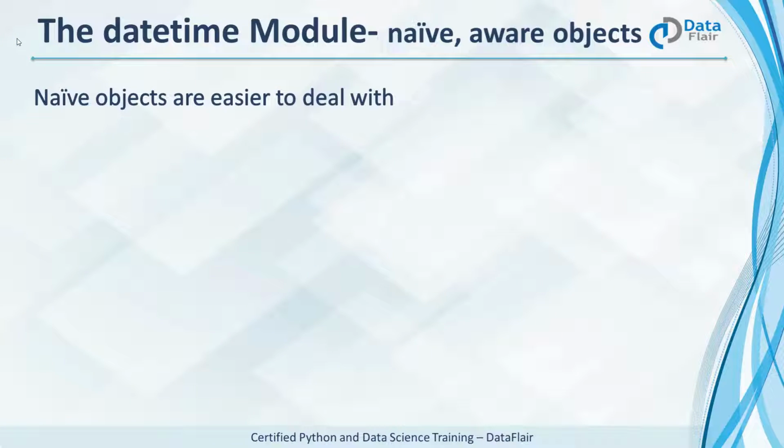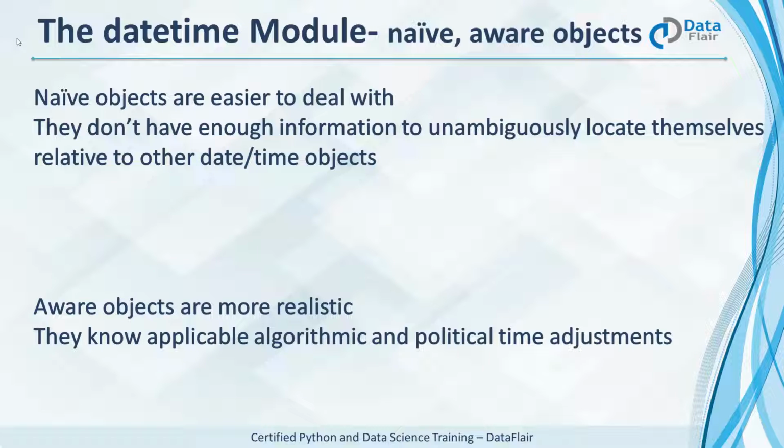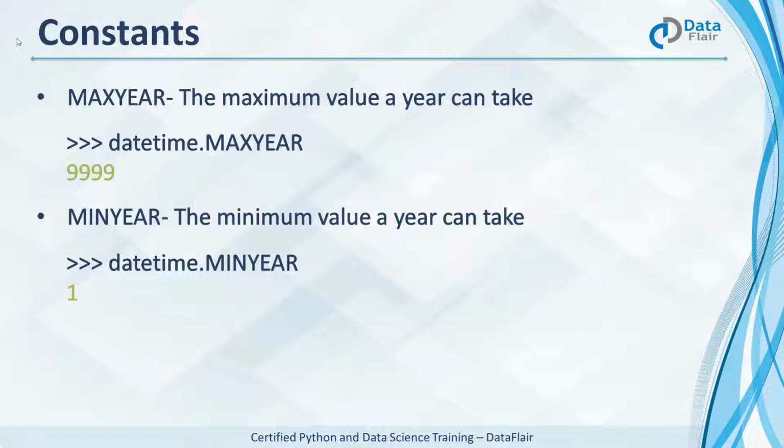Let's talk about naive and aware objects. Naive objects are simple and intuitive. Naive objects contain a time quantity but not which time zone it belongs to or an offset. Aware objects do know the time quantity and the time zone information as well. They are more realistic. This module has two constants.